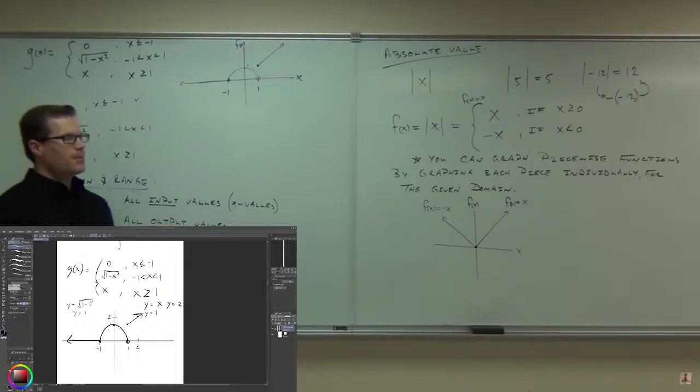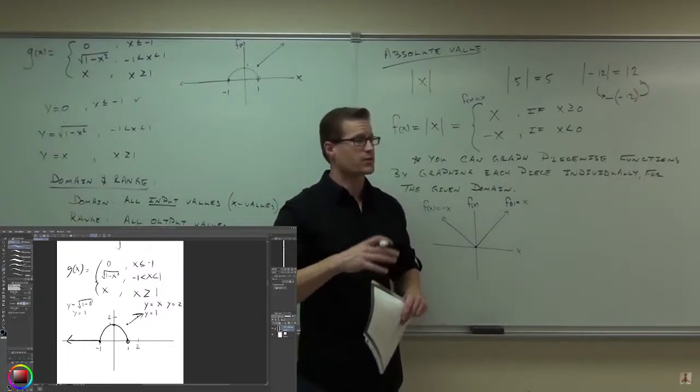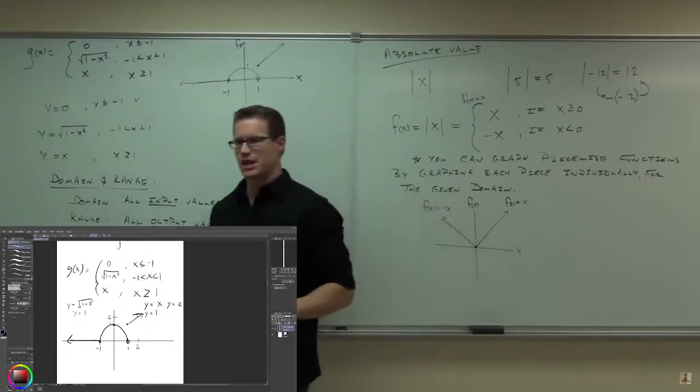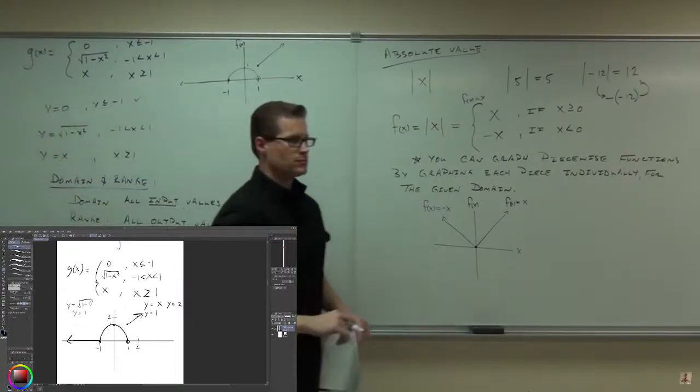Now, in most cases, in real life especially, we have some sort of constraint on the domain. Let me give you a couple examples on this. Let's say I give you an example here. The area of a square.